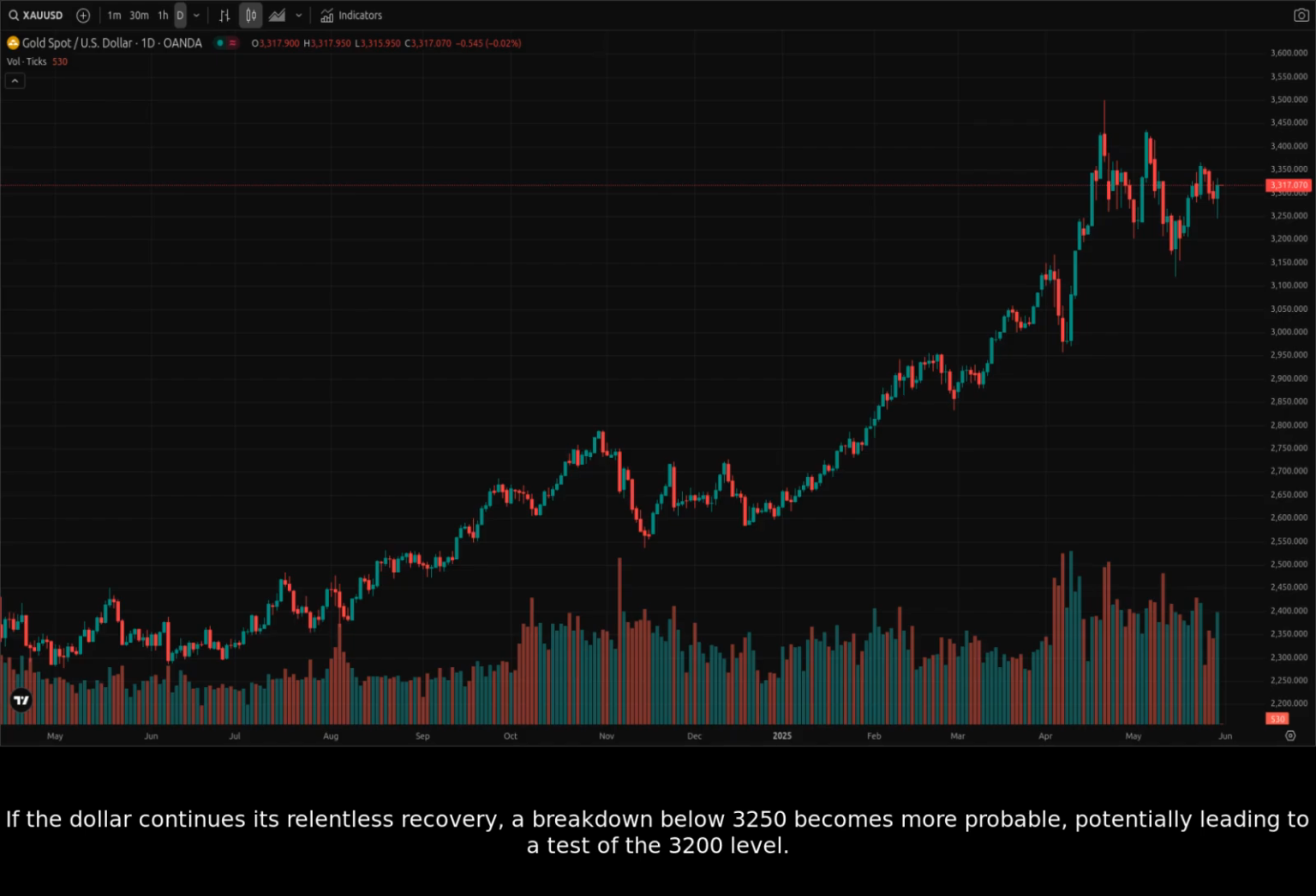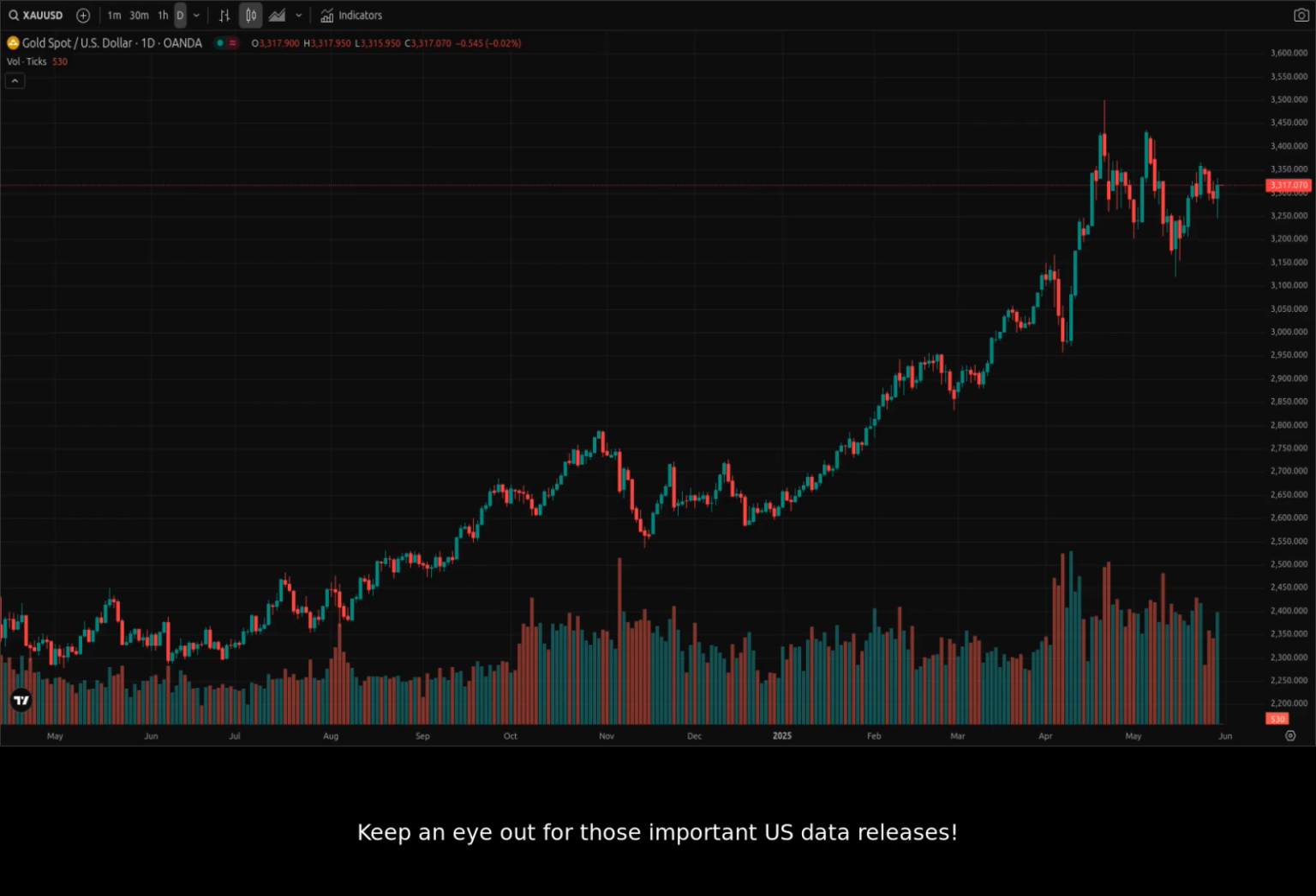If the dollar continues its relentless recovery, a breakdown below 3,250 becomes more probable, potentially leading to a test of the 3,200 level. Keep an eye out for those important U.S. data releases.